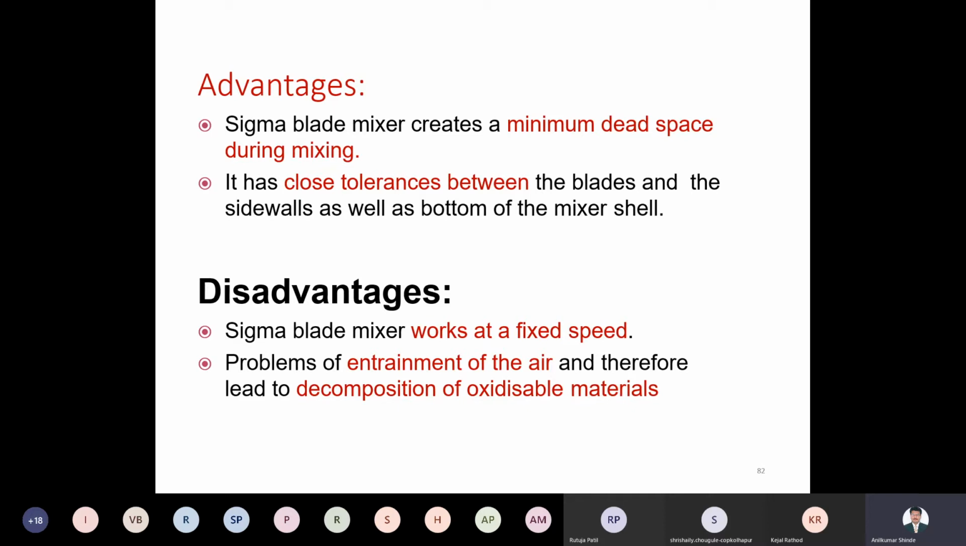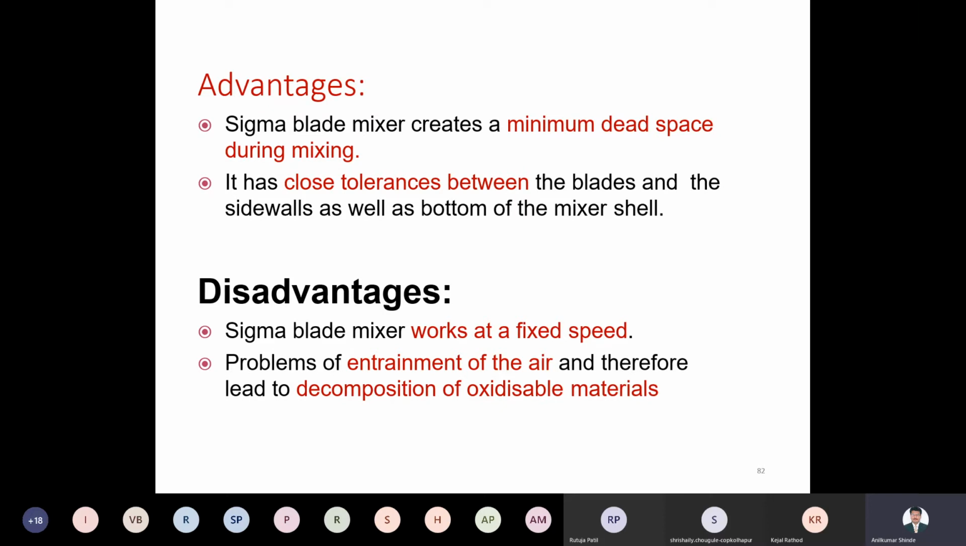Then there is the problem of entrainment: if you are not closing the blender or the mixer, there is a chance that air enters into the blender. After the air enters, there may be a chance of decomposition of oxidizable material. These are materials with a chance of oxidation. Oxidation is one of the mechanisms of degradation of some materials.